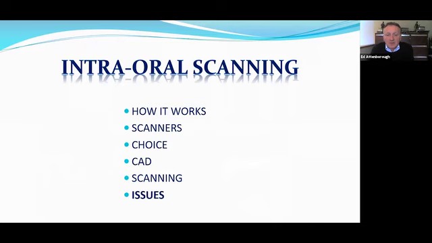So, coming to the last point, and we're just about 1 hour and a quarter in, so we've got about 10 minutes to run. Let's talk about some scanning issues, just to sort of open our eyes to the fact that all technology has its limitations, and how to overcome them.